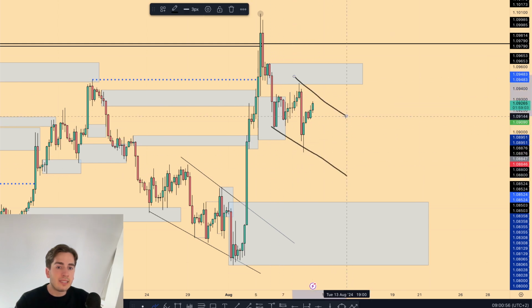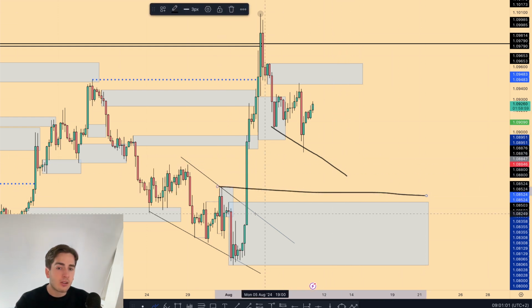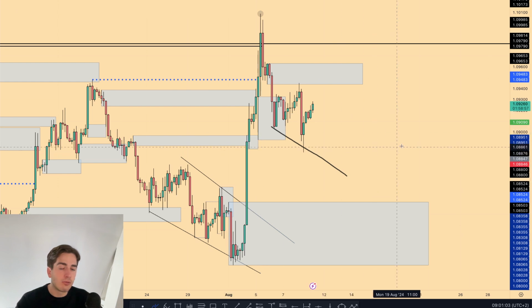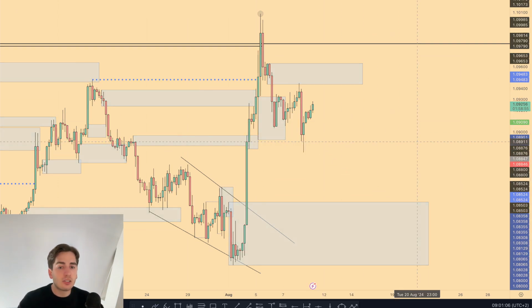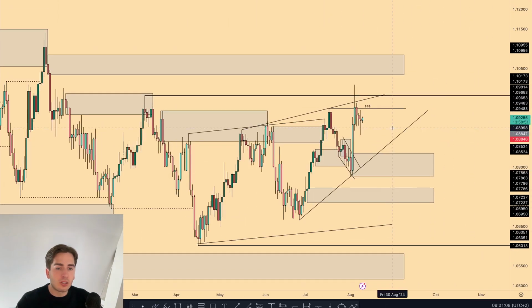Overall, we're forming this descending pattern, so it would make sense for euro dollar to push down one more time, and then preferably into the entire sell before the buy. So that's the analysis on euro dollar, guys. Daily still looking good to push down lower.